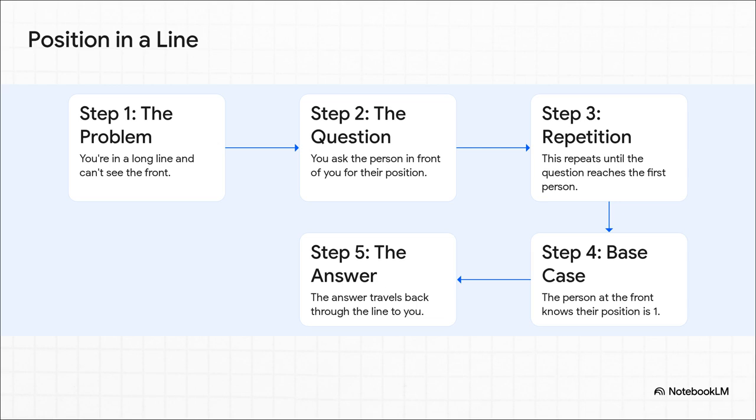Well, simple. You just ask the person in front of you. Of course, they probably don't know either, so what do they do? They ask the person in front of them. This chain reaction continues all the way up until it reaches the very first person in line. And that person, they know the answer directly.